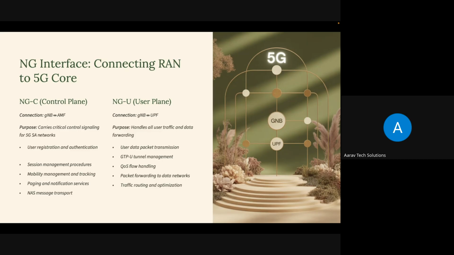While NG-U is meant for the user plane, this interface connects your gNodeB with the UPF, the user plane function. What does it do? It carries all the user traffic, the data packets. Further functions I have mentioned, like QoS flow handling and packet forwarding. So on the whole, we can say that it handles all the user data traffic, all the data packets. This is for the NG interface.